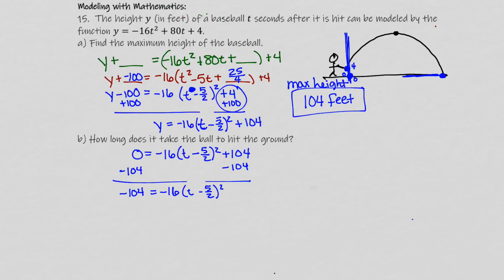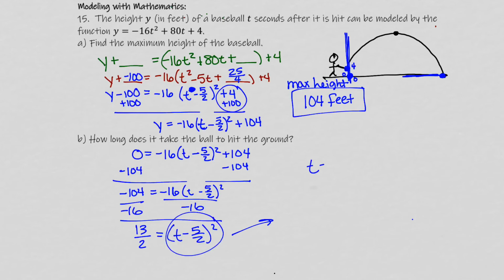Okay, so now I need to be able to solve this by square roots, so I need to divide by the negative 16. Okay, so I end up with 13 over 2. That's how it simplifies on that left side, and it's going to equal (t minus 5 halves) squared. Square root both sides, and this side becomes t minus 5 halves. The other side becomes plus or minus the square root of 13 over 2.